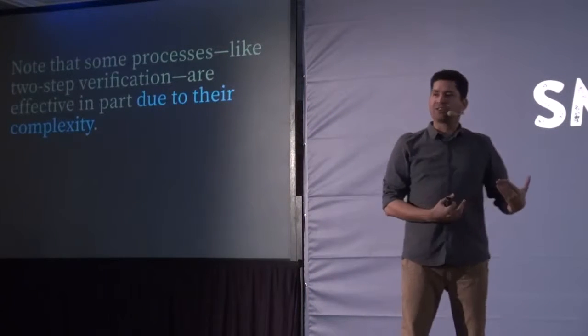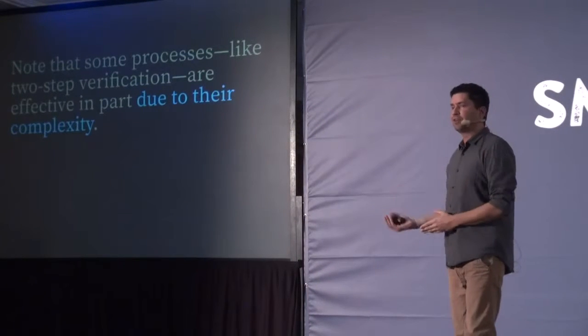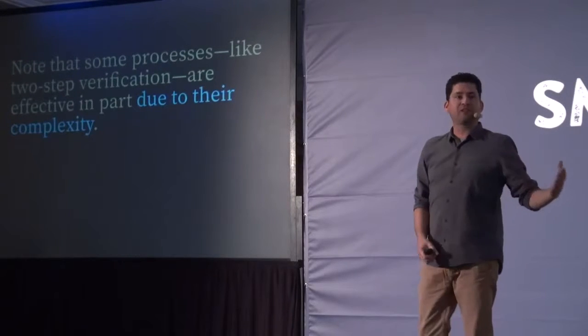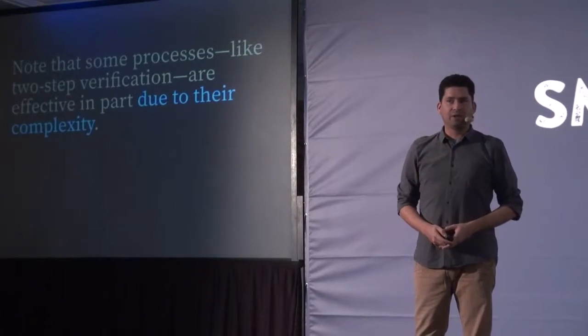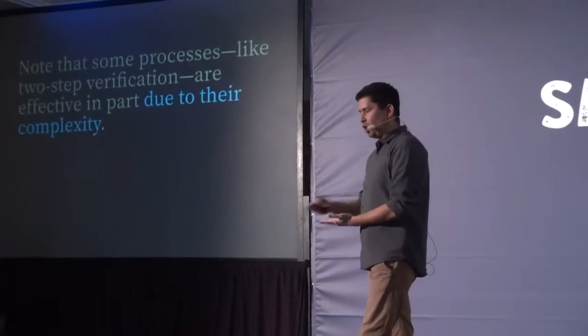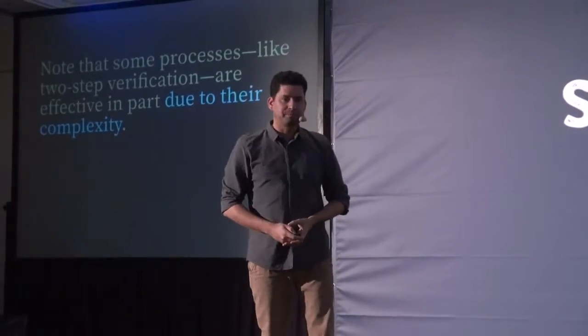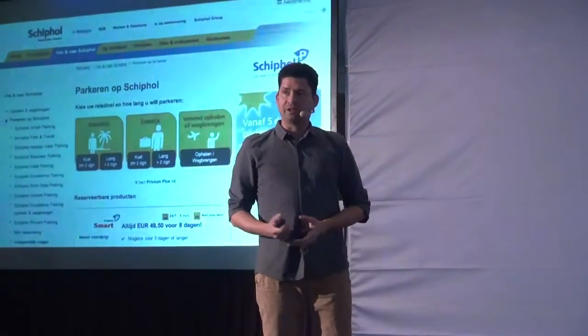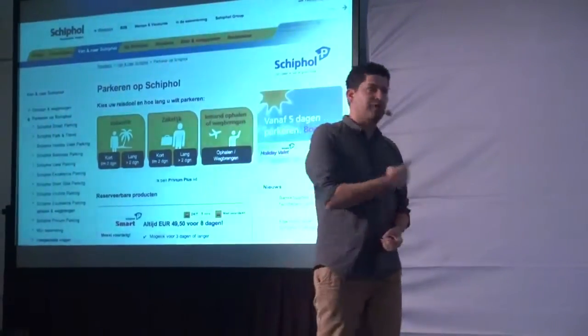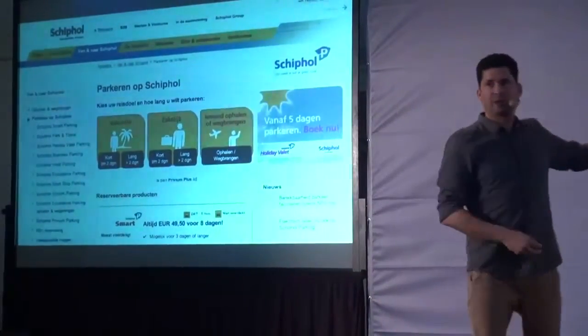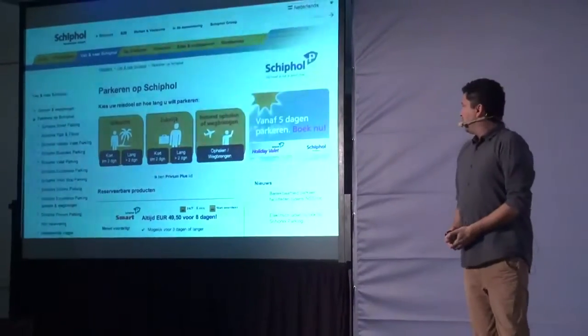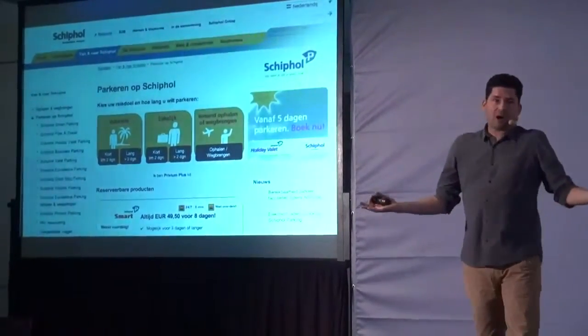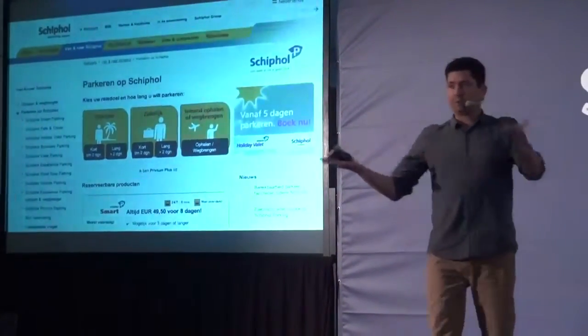There are some processes that have to be complex, like two-step verification, which is actually effective because it's complex. Okay, so I'm not saying all processes should be simple, but in most cases they should be. But this is the airport that I fly out of. I live in the Netherlands, Schiphol Airport in Amsterdam. And I need to park my car when I go to places like this.